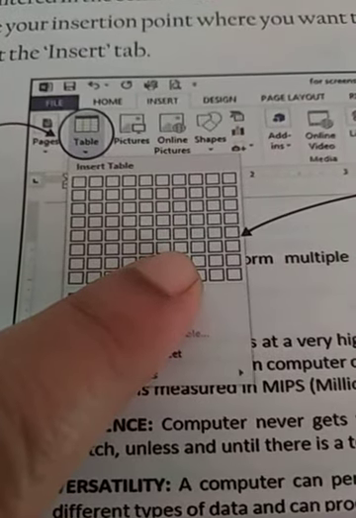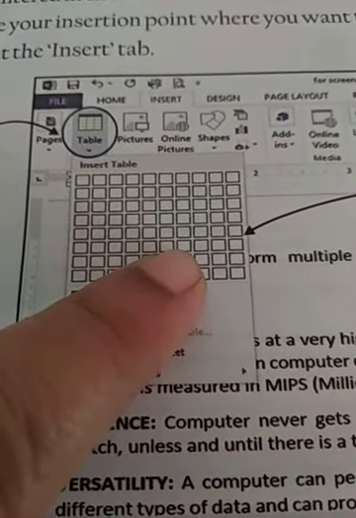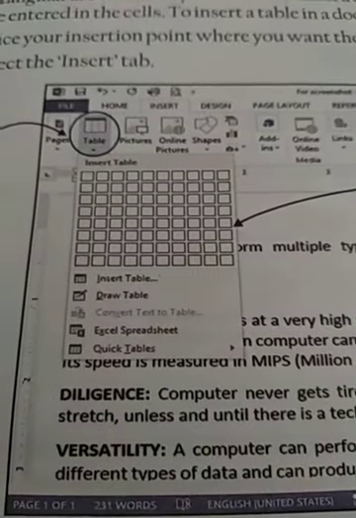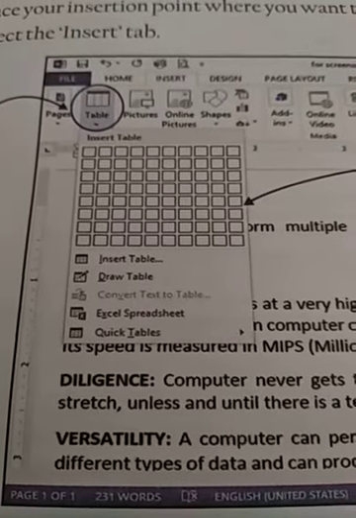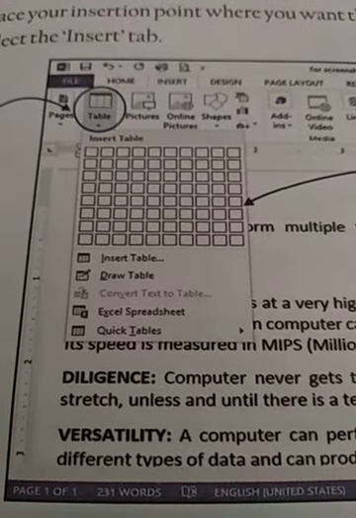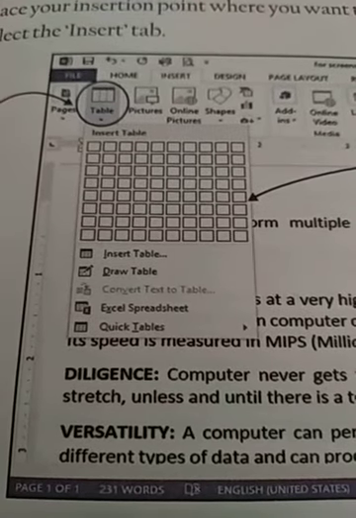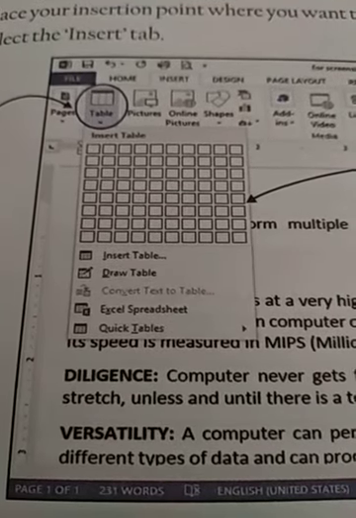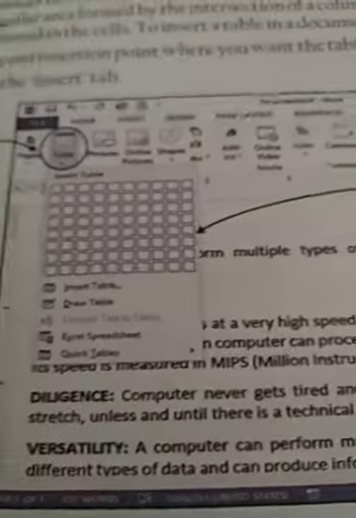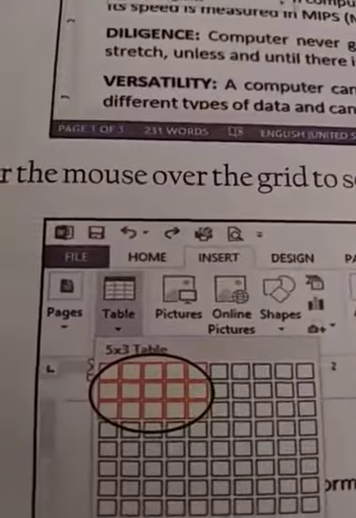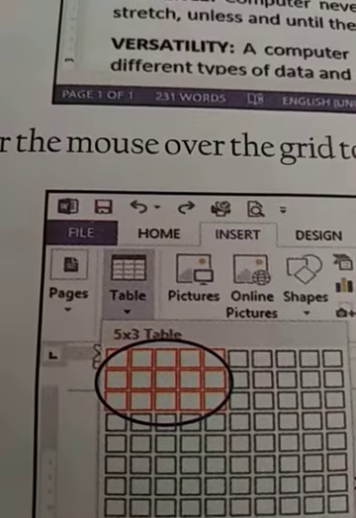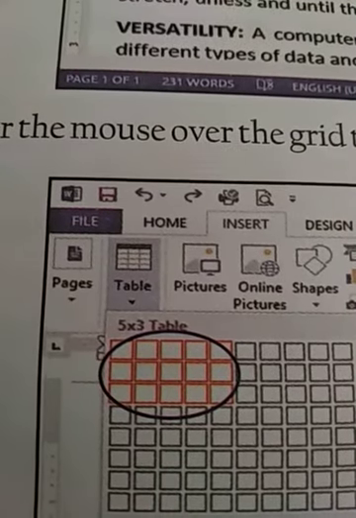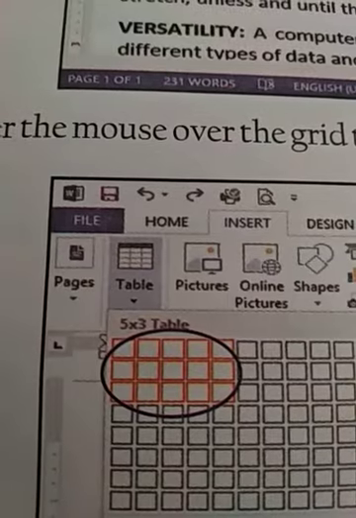And then when you click on the squares, that many squares will appear on your document. So your table is selected there, and hence you can now work on your table. Okay, so here you see, as we select here, 3 rows and 5 columns are selected.